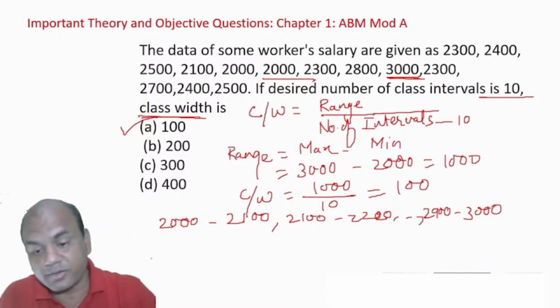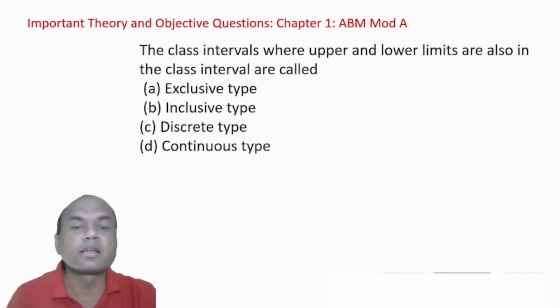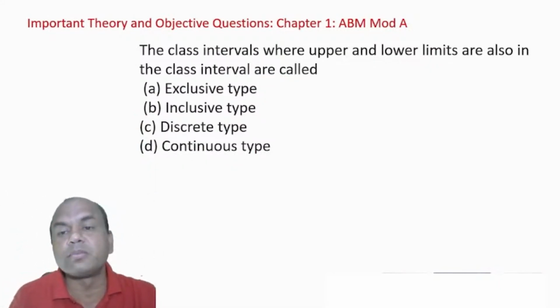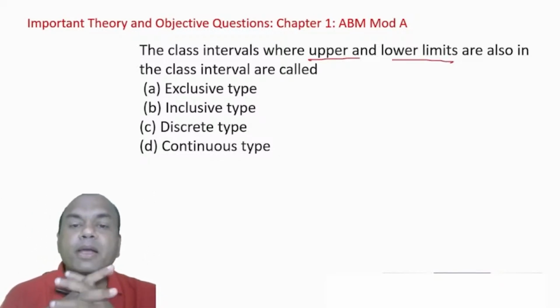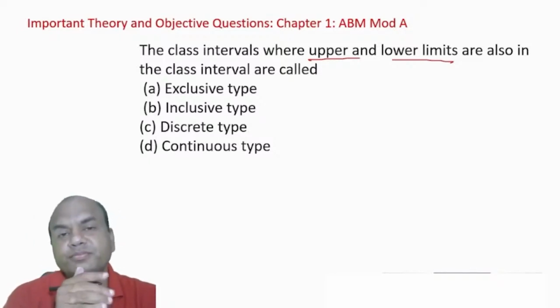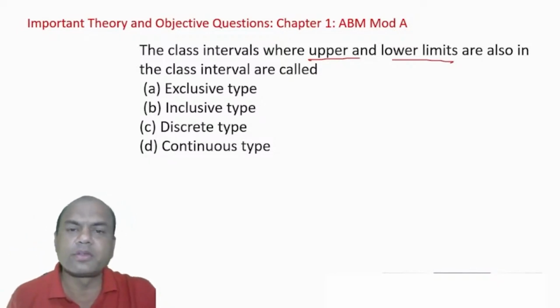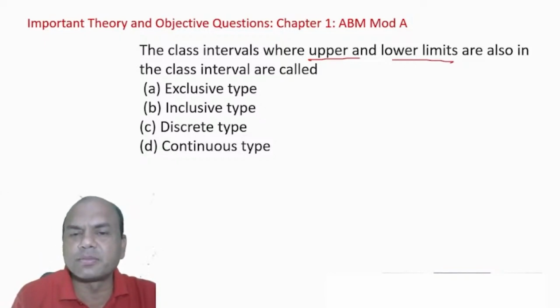So this is 100. Okay, the class intervals where the upper and the lower limits are also included in the class interval are called as, here, upper and the lower limits are also included. Now what do you mean by this? Upper and the lower limits are included. Okay, let me give you the logic over here. Suppose there are these numbers. Okay, how? Let me start.